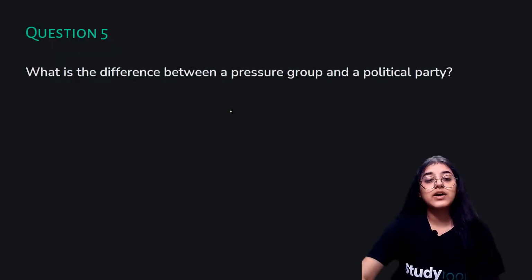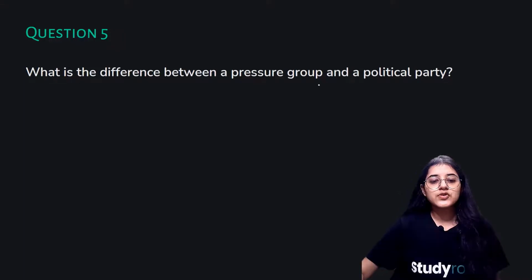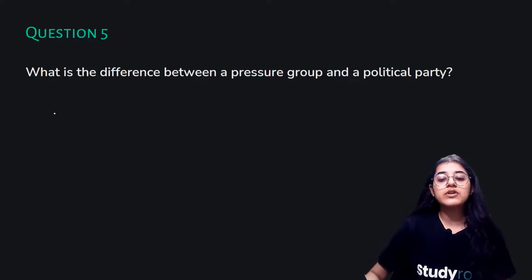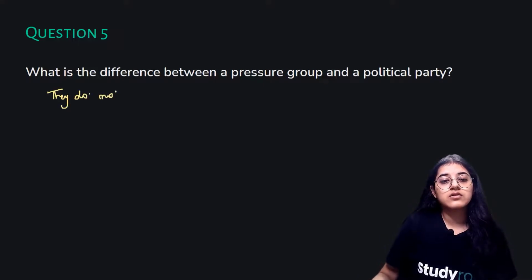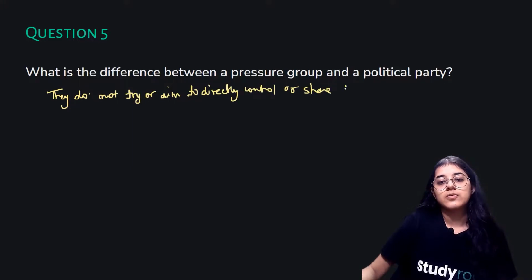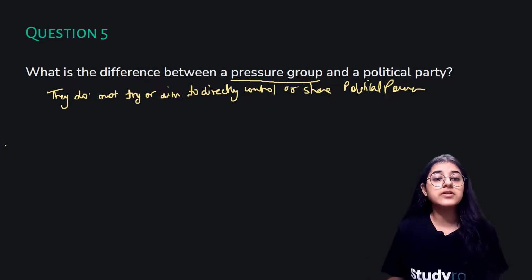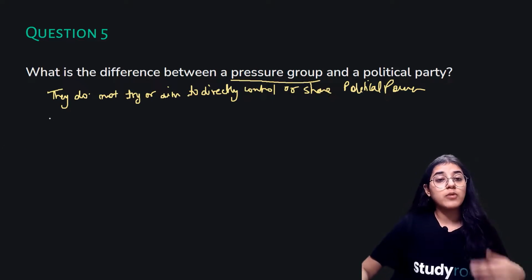Moving ahead, what is the difference between a pressure group and a political party? The major difference is that unlike political parties, pressure groups do not try or aim to directly control or share political power. They just act from outside of this whole scenario. They just want to influence it from outside.